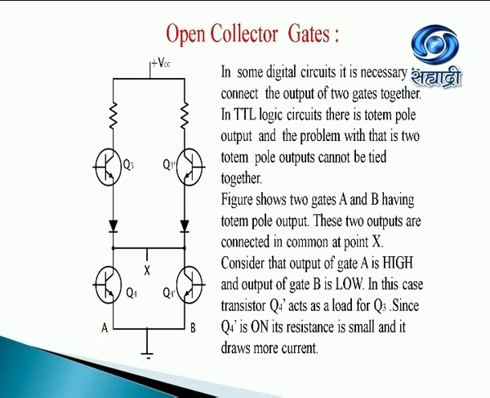Figure shows two gates A and B having totem pole output. These two outputs are connected in common at point X. Consider that output of gate A is high and output of gate B is low. In this case, transistor Q4' acts as a load for transistor Q3.